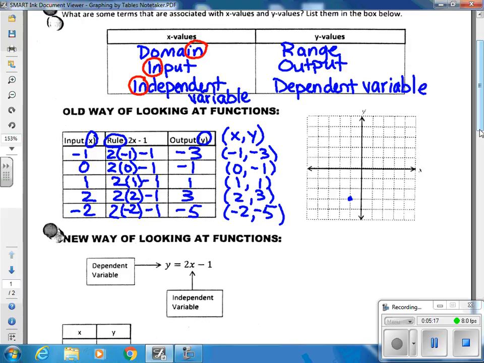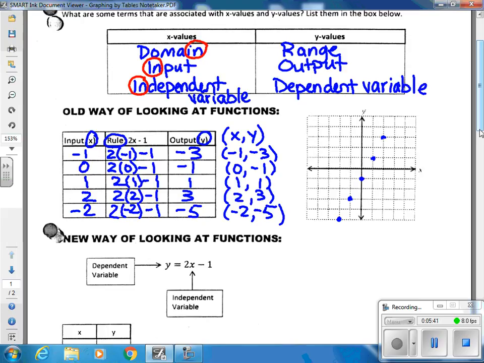Okay, the next one is 0, -1. Start at the origin and then go down 1. There's that one. 1, 1 is going to be right 1 and up 1, so there's that dot. 2, 3 will be right 2 and up 3. And -2, -5 will be left 2 and down 5, which should be right here. Now, because we are drawing a line, we are going to connect these dots.